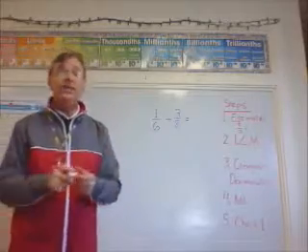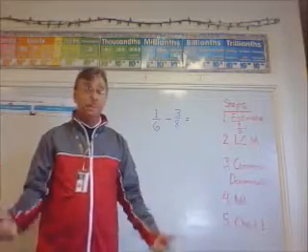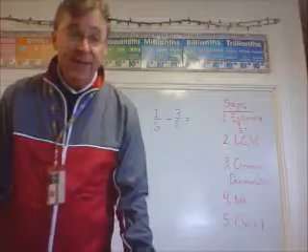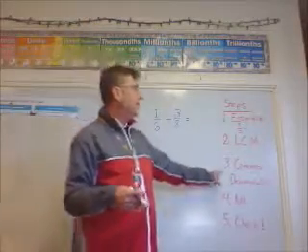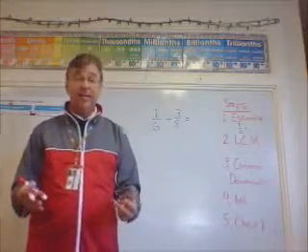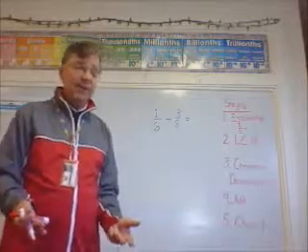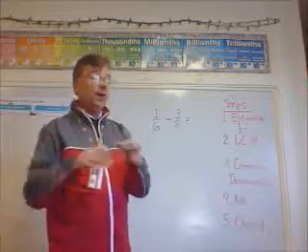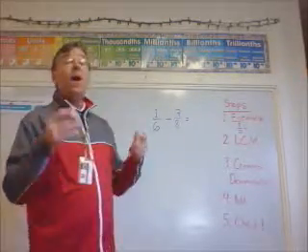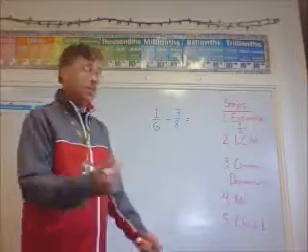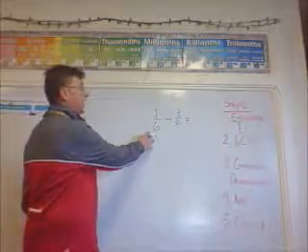Step 2, I need to find the lowest common multiple. What am I talking about? I'm trying to find that thing called a common denominator. Once I have a common denominator, I can add my numerators. So let's start by stating multiples. I'm going to start with the 6 here.